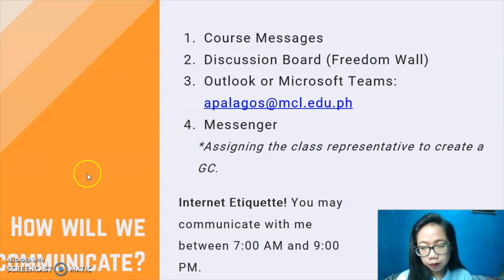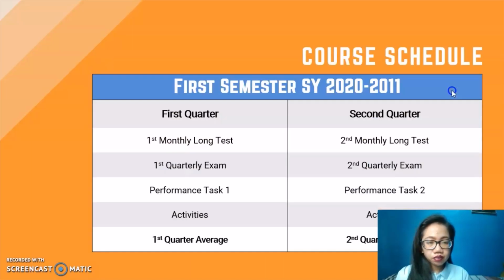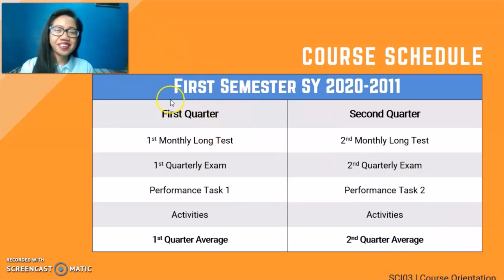Okay, so let's talk about your syllabus and your course schedule. For those who are not aware, we have shifted from a tri-sem setup to a semestral setup. So we have 2 semesters for a single school year. Okay, so the SCI03 course will be covered throughout the first semester, which will run from August to December. And one semester is divided into 2 quarters, including your SCI03.